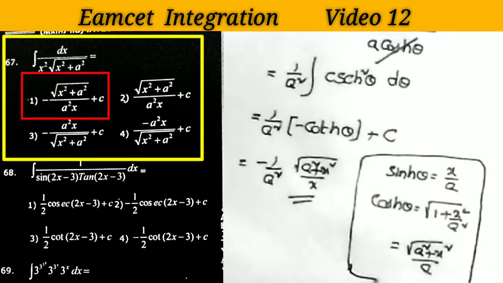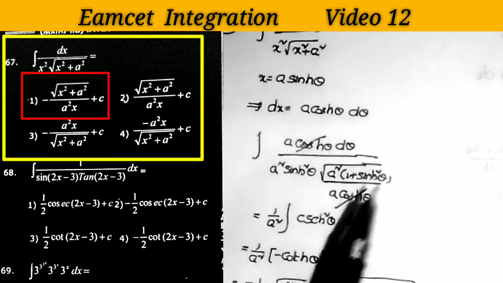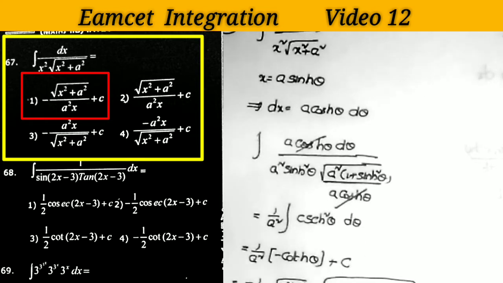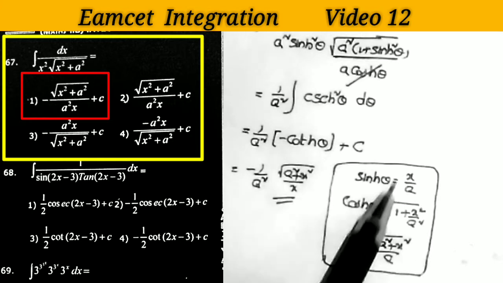Just to find the value of coth theta: already we have sinh theta equal to x by a. Now form the value of cosh theta and replace the value of sinh theta to get the value of coth theta. That's all. This is the first option.